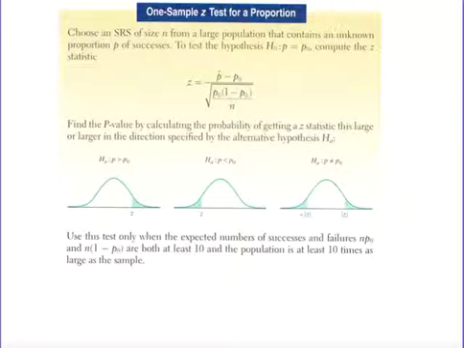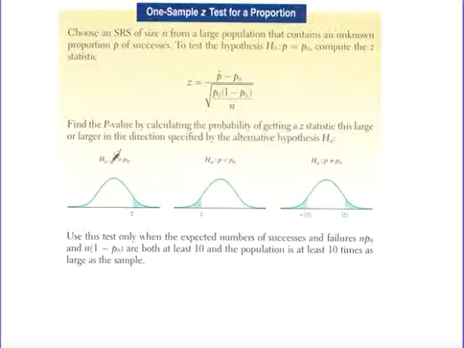So this is what it's going to look like. You're going to choose a simple random sample of size n from a large population that contains an unknown proportion p of successes. To test the hypothesis, the null hypothesis would be p equals p0. Compute the z statistic, and this is the z statistic here. You find the p-value by calculating the probability of getting a z statistic this large or larger in the direction specified by the alternative hypothesis HA.